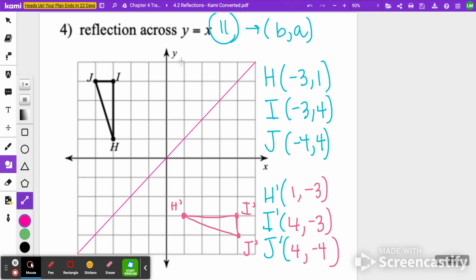That just means the y-intercept is at 0, 0, and my slope is rise over run, 1 over 1. So if I flip this image over the y equals x line, it would flip down across into the fourth quadrant.